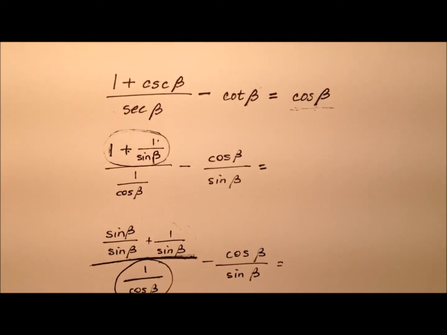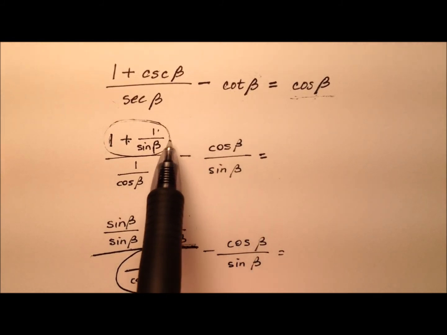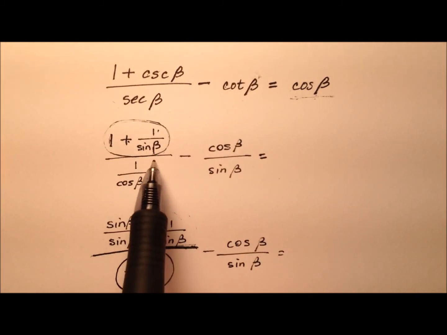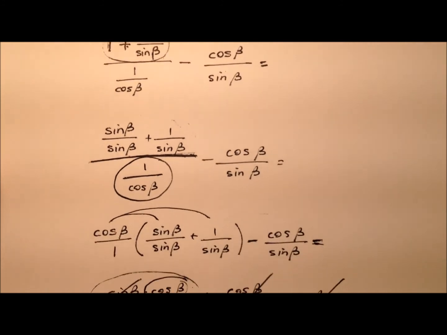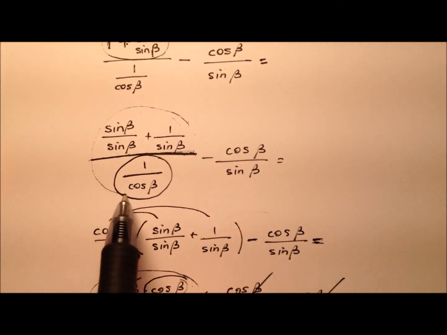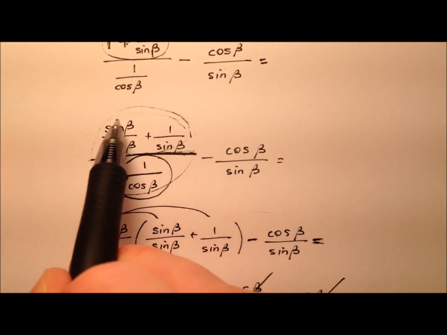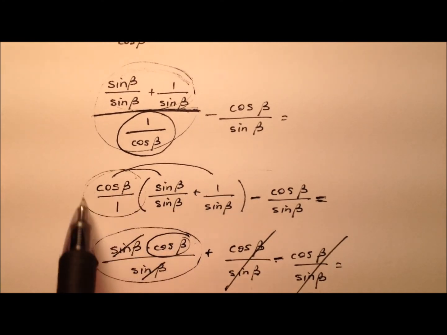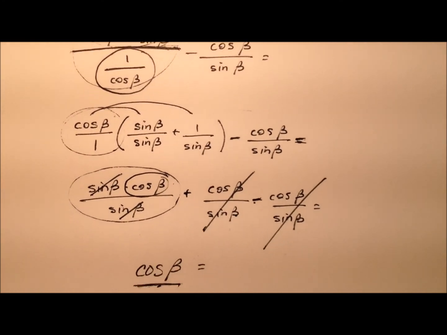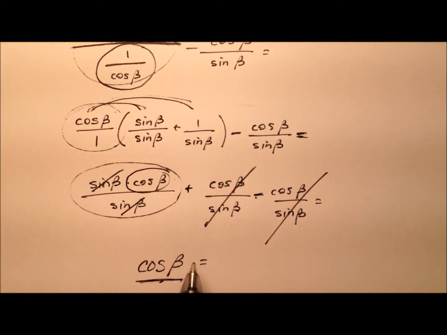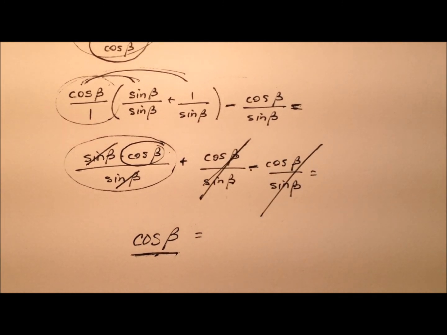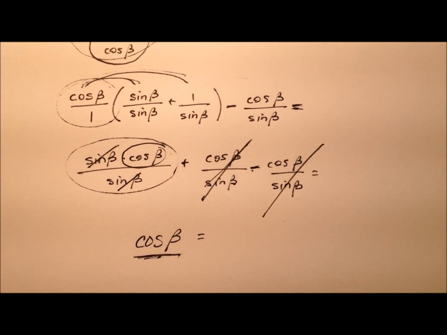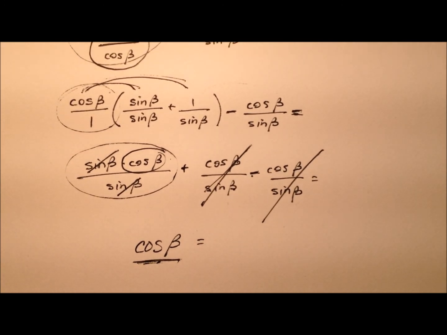So let's recap what we did. We started by changing this left side into everything in terms of sine and cosine. We worked with this complex fraction. We got common denominators up here and then did this division by multiplying by the reciprocal. Once we distributed this through, we saw everything just started canceling from then. And here's our cosine beta. And there is this example for verifying trigonometric identities.